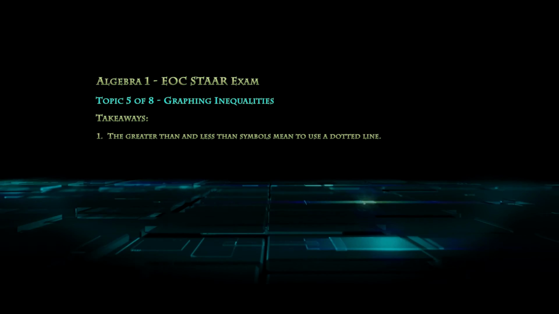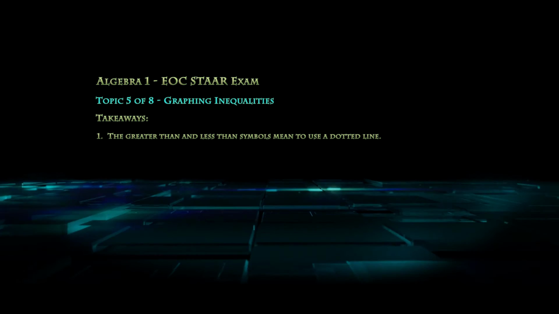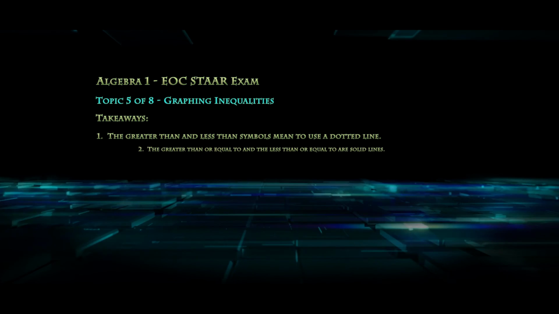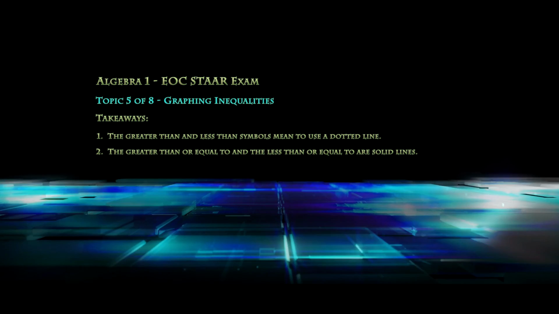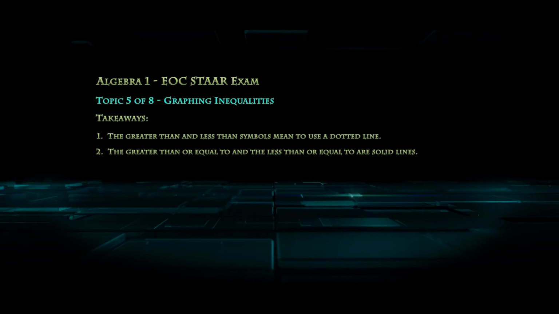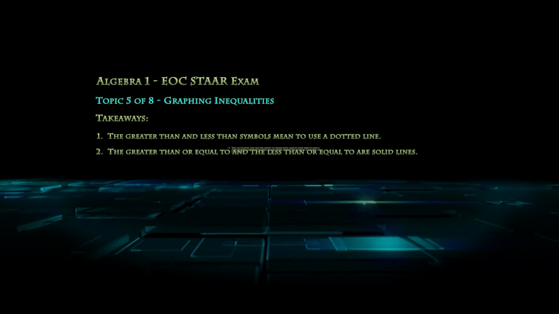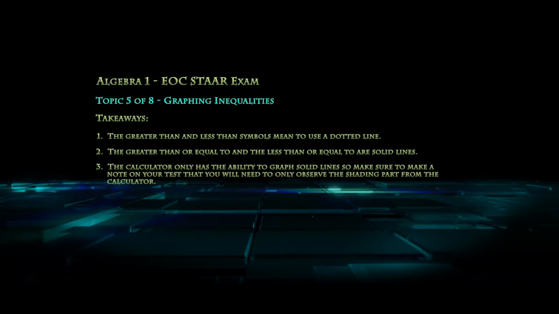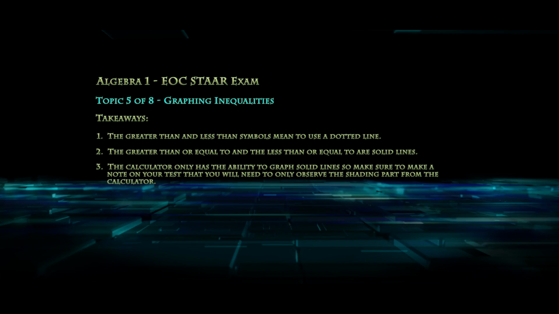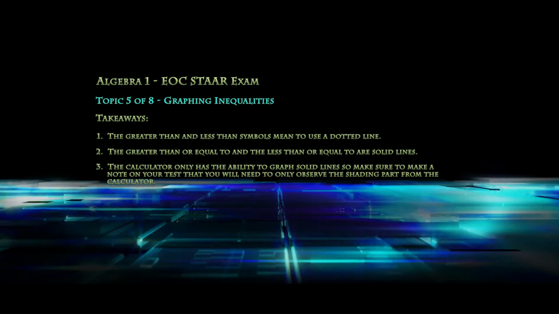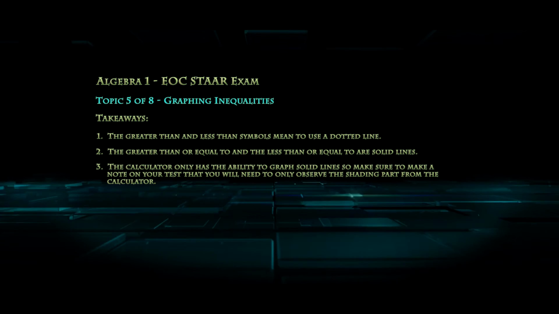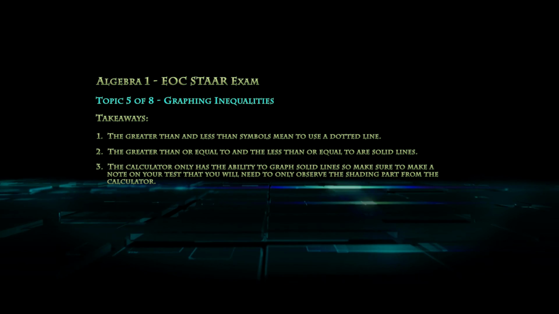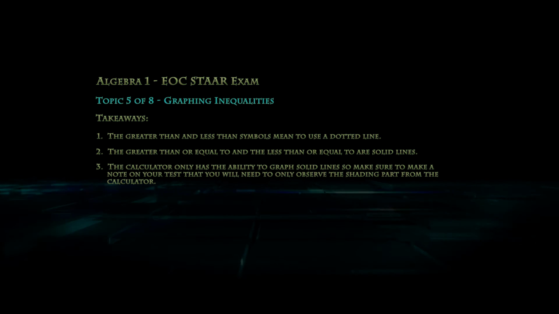Topic 5 of 8. Graphing inequalities. Takeaways. 1. The greater than and less than symbols mean to use a dotted line. 2. The greater than or equal to and the less than or equal to are solid lines. 3. The calculator only has the ability to graph solid lines, so make sure to make a note on your test that you will need to only observe the shading part from the calculator.